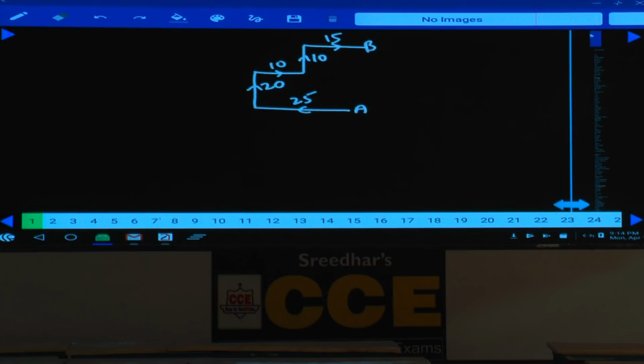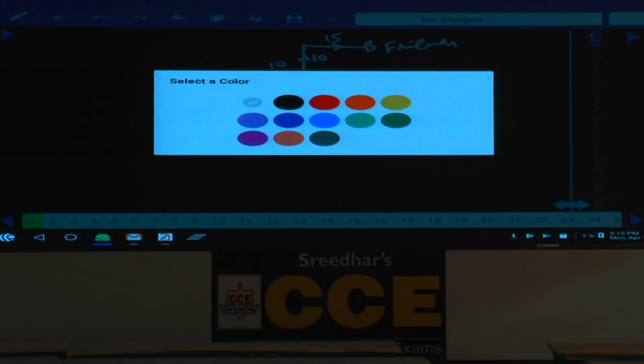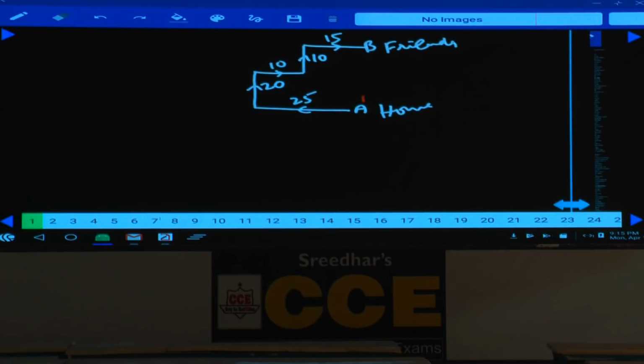How far and in which direction is the friend's place from his home? A is the home and B is the friend's place. Now we need to find out the distance between these two, and in which direction the friend's place is with respect to A, his home. Now if you observe here, a horizontal distance, 10 plus 15, 25 is towards east, and this 25 towards west, and 25 minus 25 is 0. Hence horizontal distance has become 0.